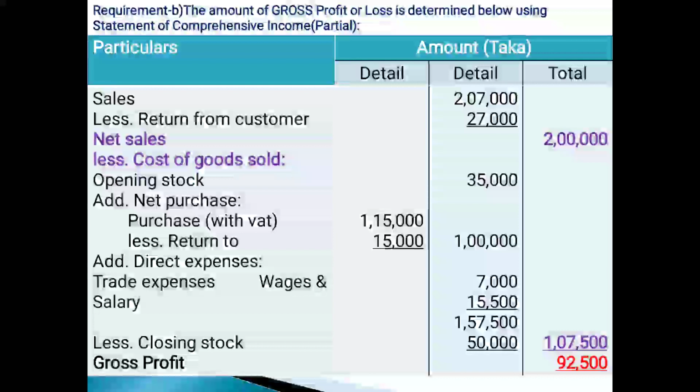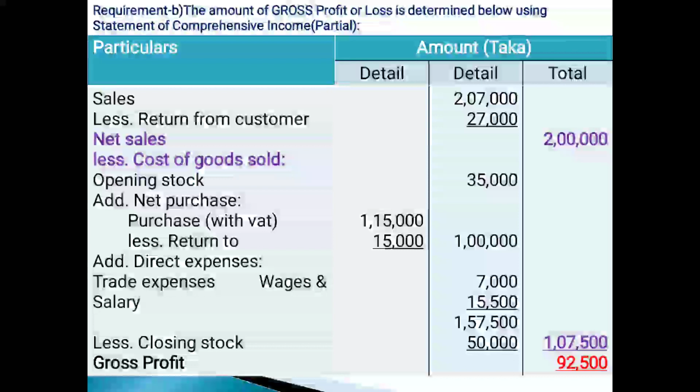Add direct expenses. Dear students, two items are available in this creative question for direct expenses. Trade expenses, taka 7,000, is written in the middle column. Wages and salary, taka 15,500, is written in the middle column. Total amount of cost is 1,57,500, but less closing stock, the unsold goods, to be deducted from this total amount, taka 50,000.